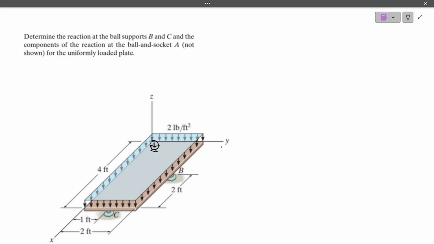So our coordinate system is shown here, X, Y, and Z. And at B and C there's a ball. So the ball resists movement only in the Z direction. Then for the ball and socket, we have resisting movement in X, Y, and Z.